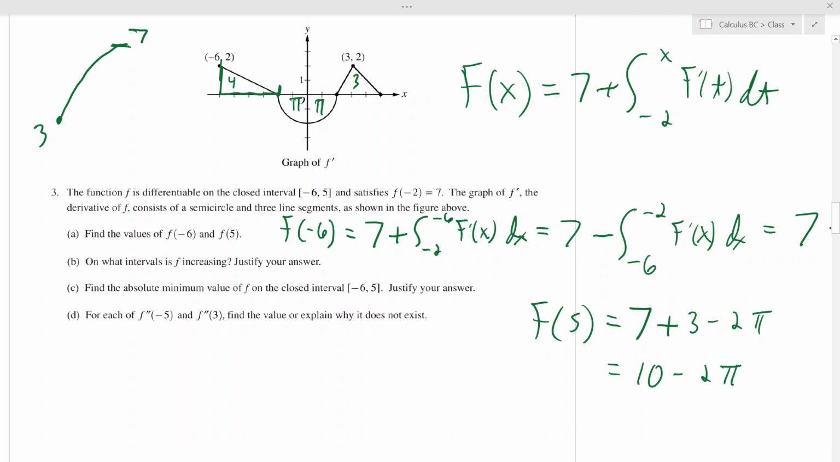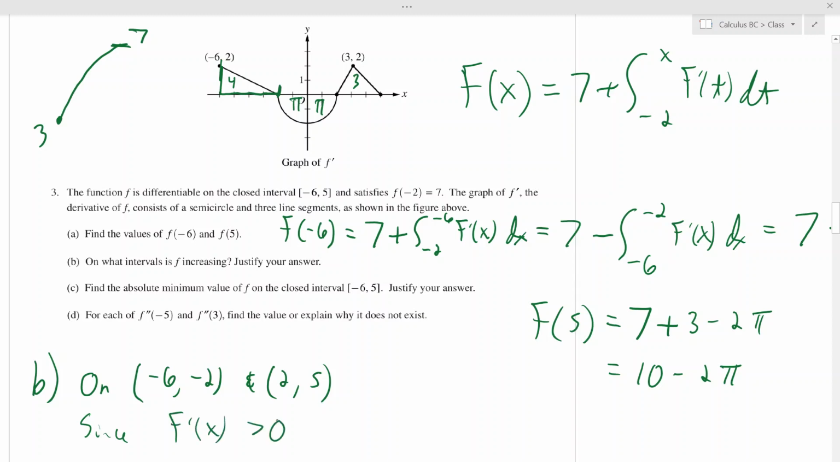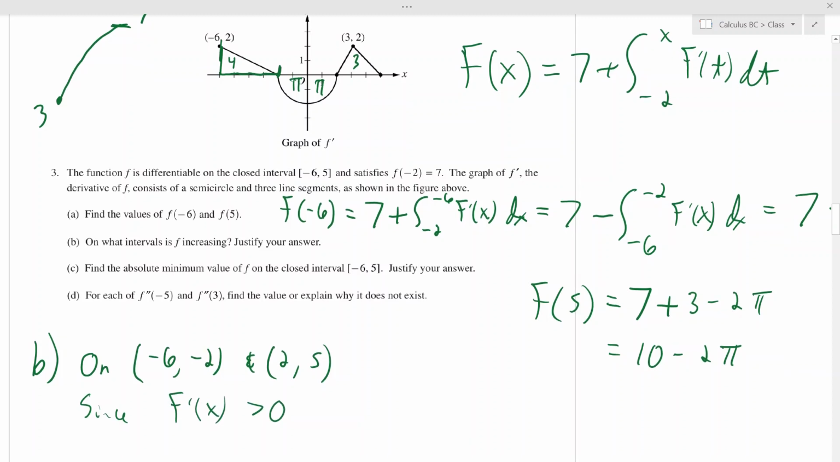Cool. On what intervals is f increasing? This is a joke. Come on now. On the interval negative 6 to negative 2 and from 2 to 5, since f prime of x is positive. How hard is that? Find the absolute min value of f.